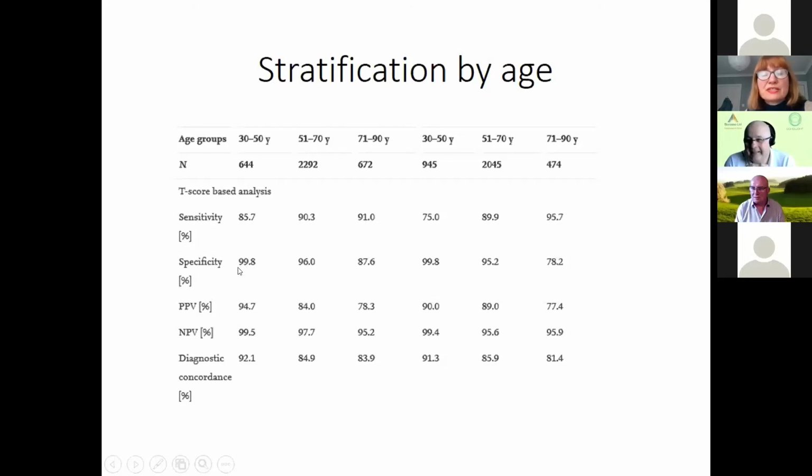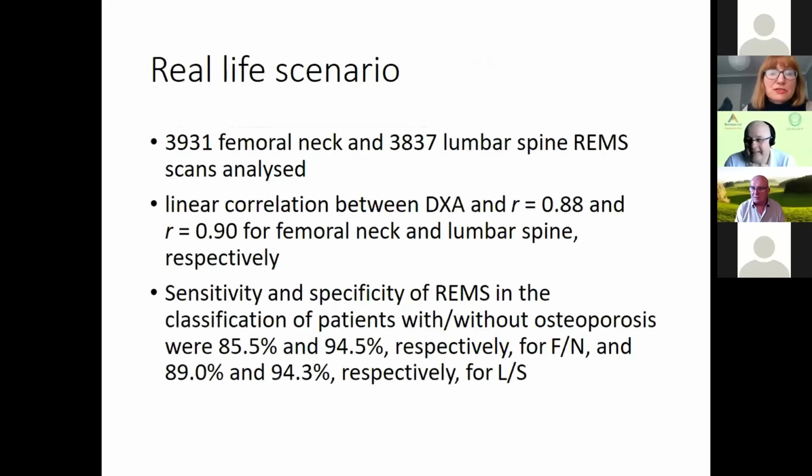The specificity ranged from 87.6 up to 99.8. Looking at the positive predictive value, you can see this went from 78.3 up to 94.7. Negative predictive value was sitting nicely in the 90s. So in terms of performance, it seemed to do well in picking up people deemed to be osteoporotic according to DEXA's gold standard.